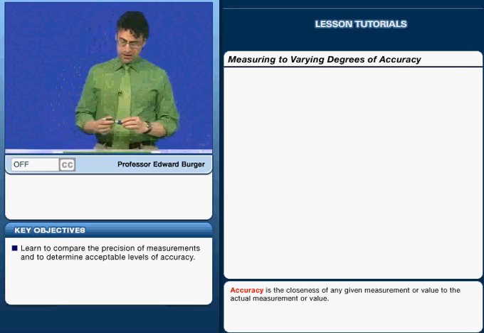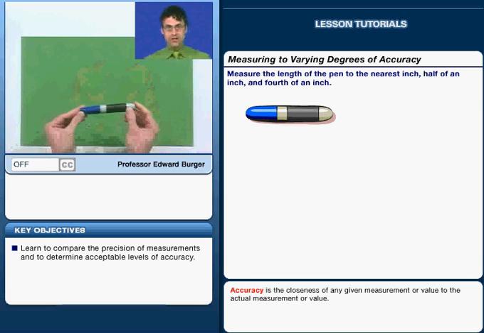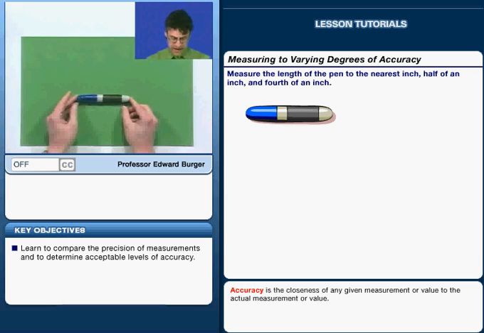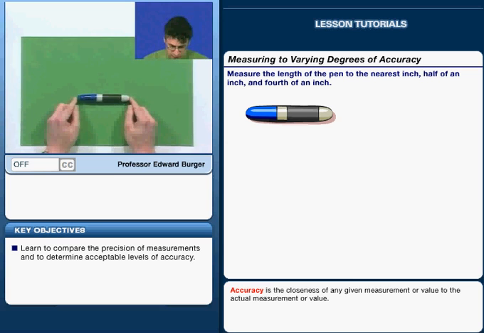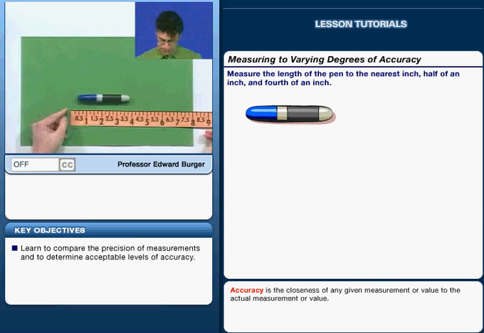So, for example, you always see me using these pens. One question is, gee, what is the length of this pen? Well, to ask for the length of this pen really is asking, what degree of accuracy do you want for the measurement? For example, here's a little ruler I made up.